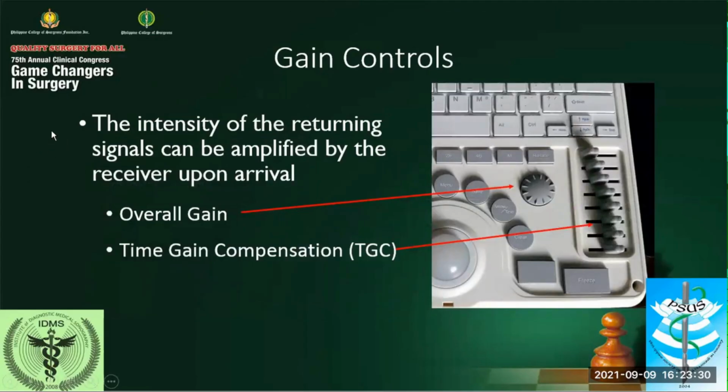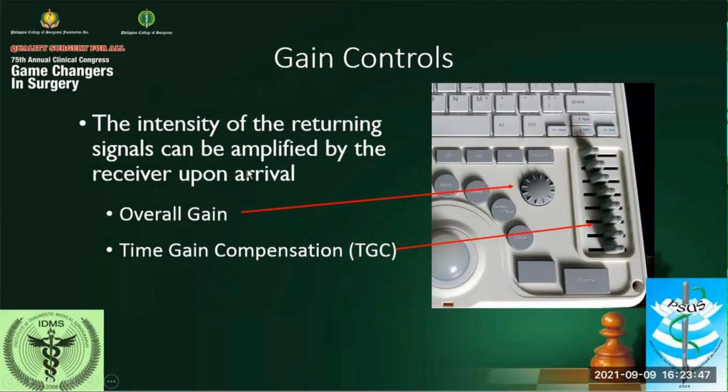Next, we have the gain controls. Now there are two: overall gain and time gain compensation. Now, what do these controls do? Basically, they amplify the intensity of the returning echo signals.